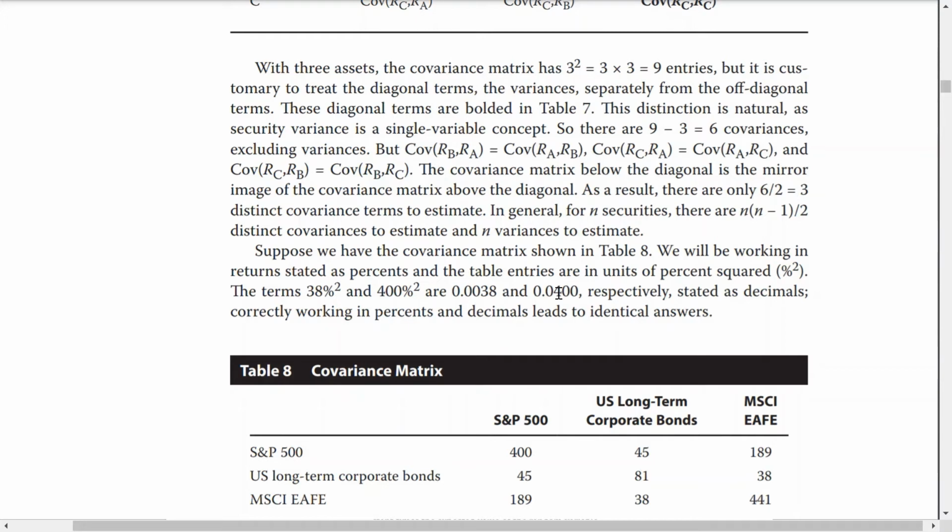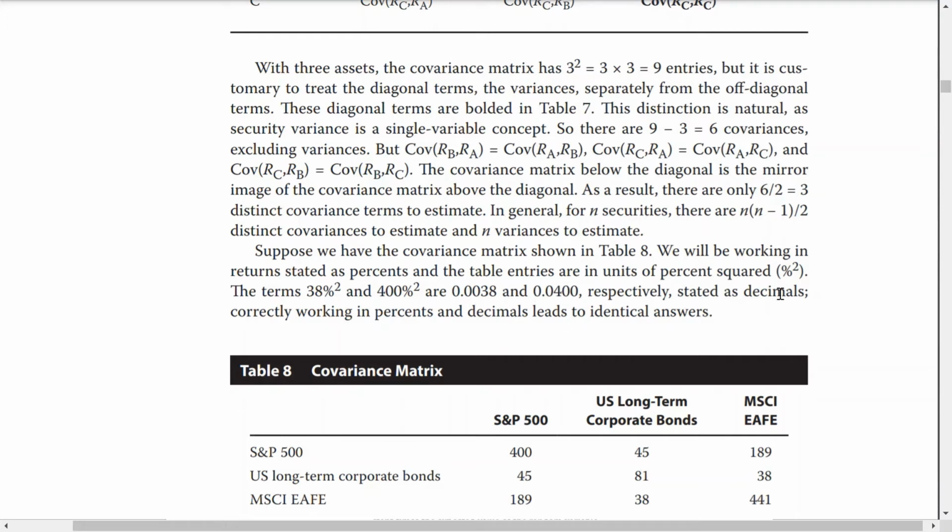As a result, there are only 6 or so distinct covariance terms to estimate in general. For n securities, there are n multiplied by n minus 1 divided by 2 distinct covariances to estimate, and n variances to estimate. Suppose we have the covariance matrix shown in Table 8.